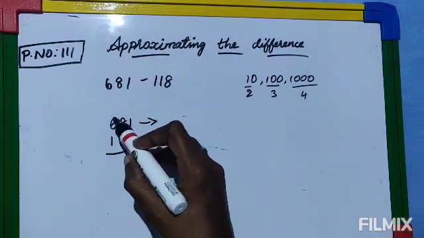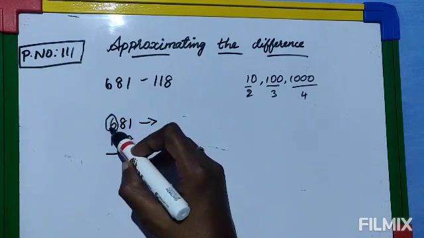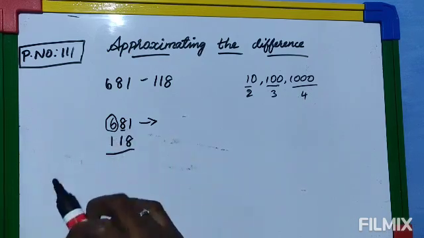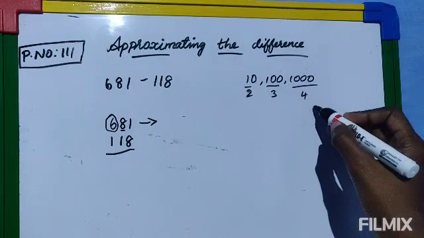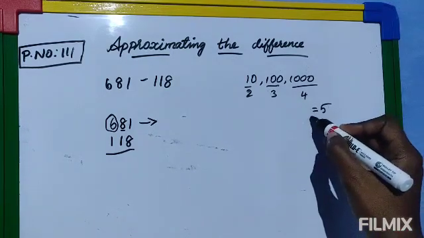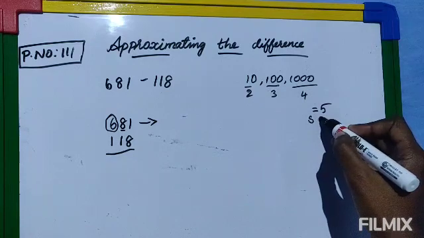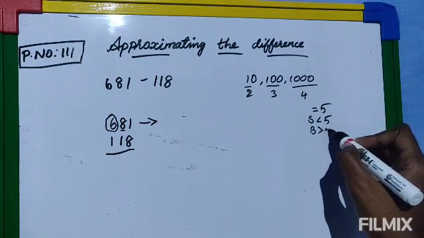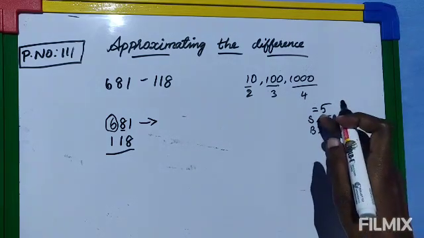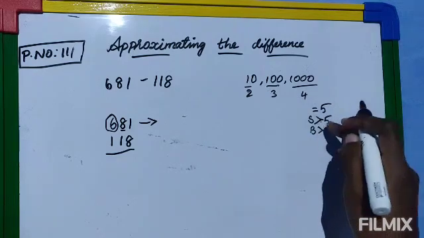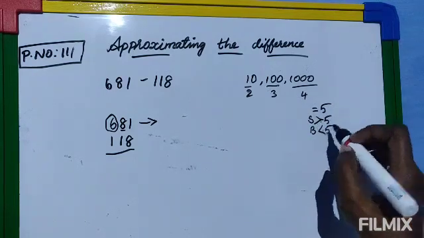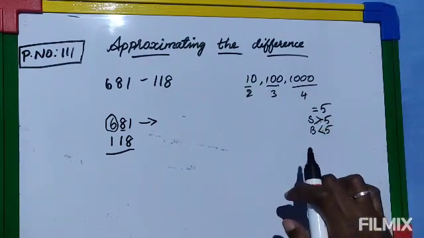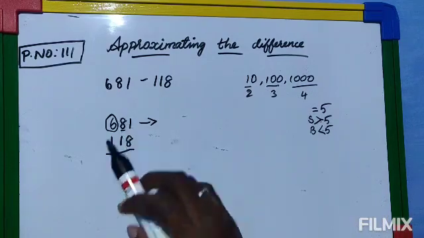So here ones, tens, hundreds. In the hundreds place the number is 6. Then you have to look at the next right side number. So the right side number is 8, and you have to look whether it is equal to 5, smaller than 5, or bigger than 5. Now 8 is bigger than 5.